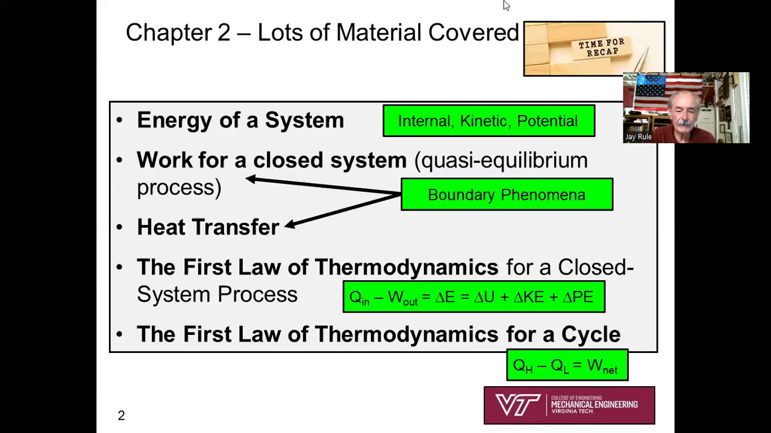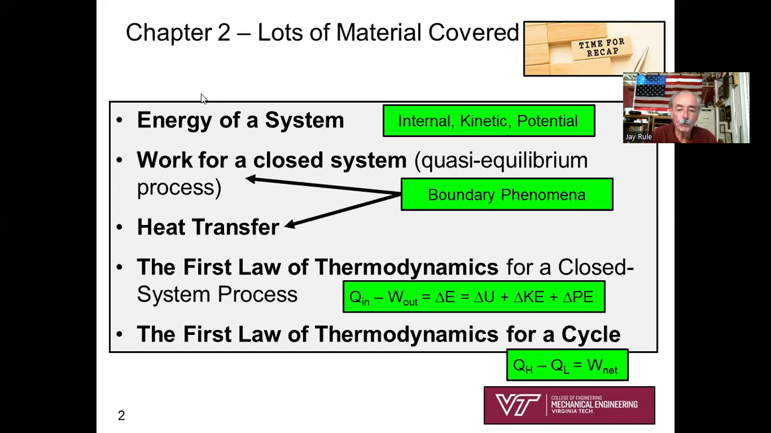We first talked about the energy contained in a system. In other words, the forms of energy contained in the system. And for this class, they consisted of internal energy, kinetic energy, and potential energy. Then we defined work and heat transfer.